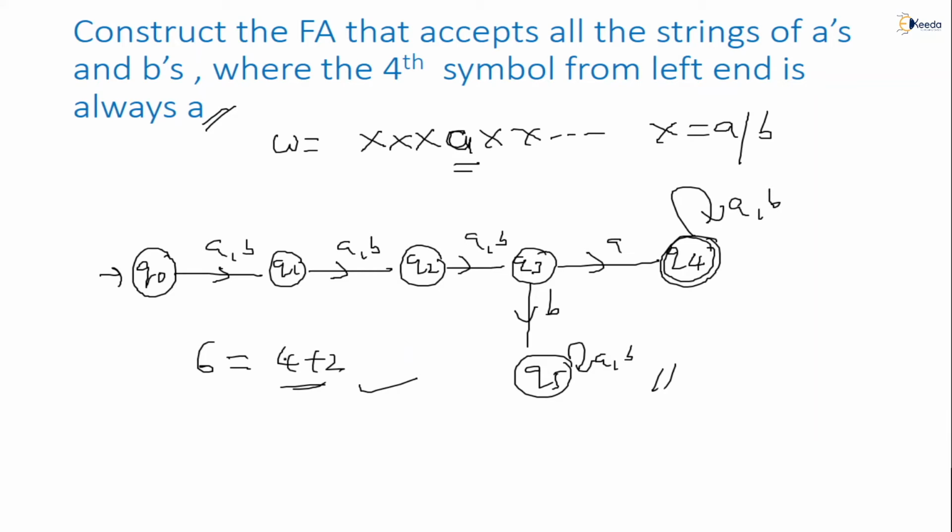So now the generalization: if the nth symbol from left hand is always A, it is nothing but N plus 2 states only. You can note down here. Construct the FA that accepts all strings of A's and B's where the nth symbol from left hand is always A. It is nothing but N plus 2 states we will get. That is the default thing you can understand. I hope all of you are getting it. Please do note down. Thank you all of you.